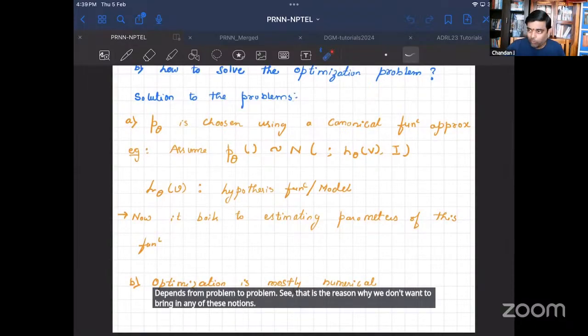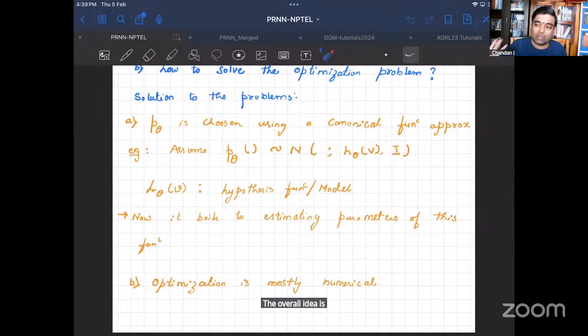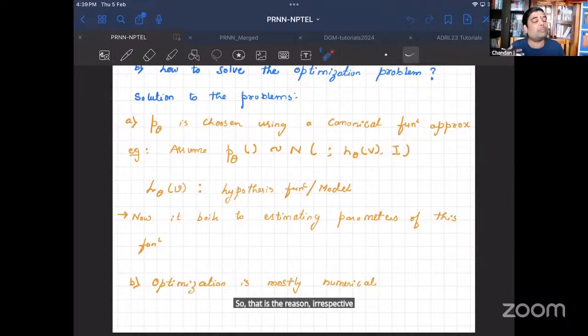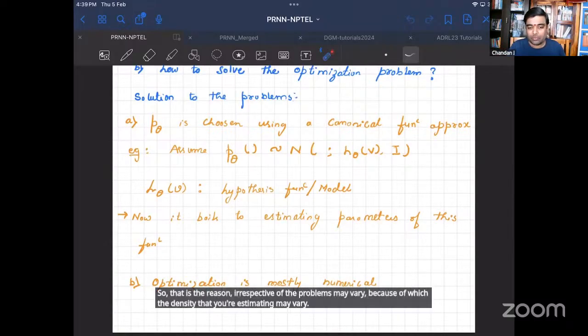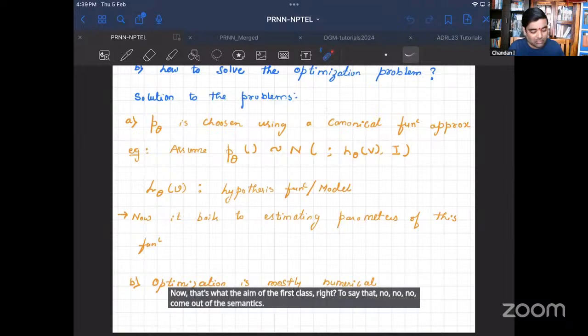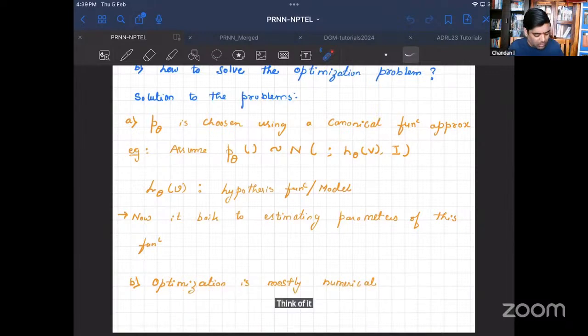So the overall idea is you are estimating distributions, or densities, whatever. Irrespective of how the problems may vary, the density that you are estimating may vary. It all depends on semantics. That's the aim of the first class, right? To say that, come out of the semantics. Think of it as data coming from a distribution.